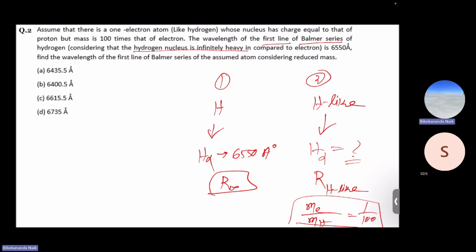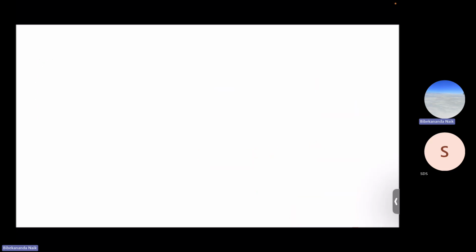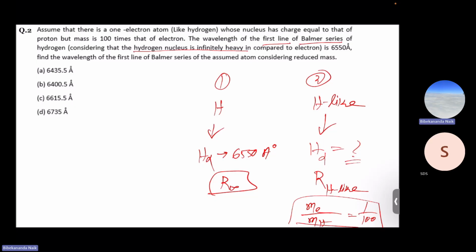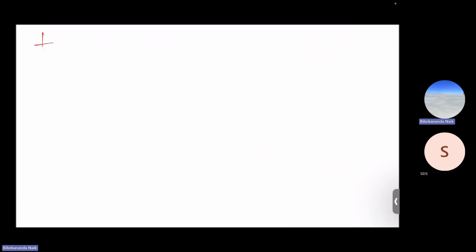So if we solve this, the question was we have to consider two cases. One is a hydrogen nucleus which is infinitely heavy. The other is a similar hydrogen like one electron atom, but in that case the ratio of mass of electron and nucleus is 100. So the mass of nucleus is 100 times that of the mass of electron. So again, this is first line of Balmer series, which is H alpha only. So like previous question, what will be the expression for H alpha?